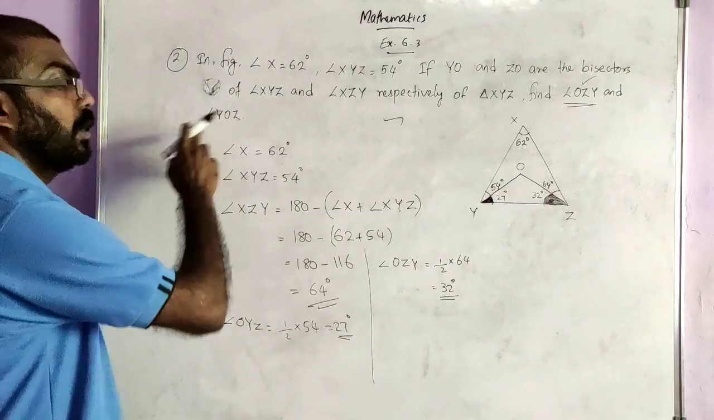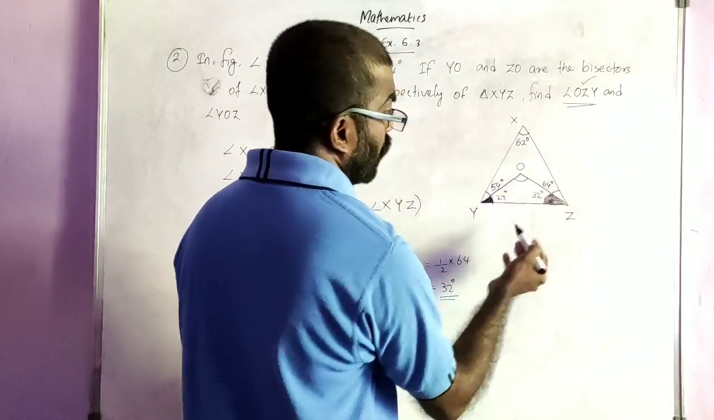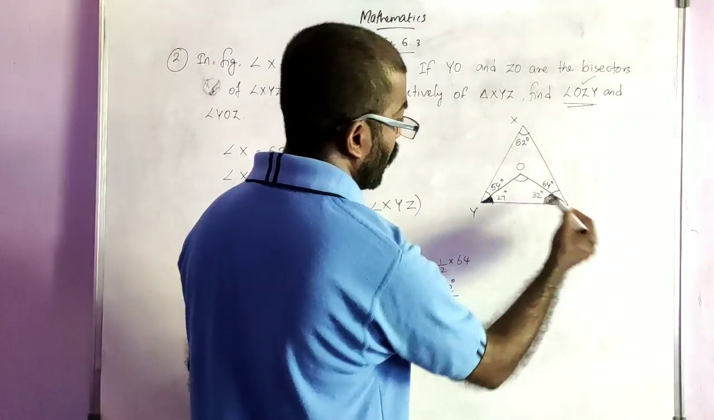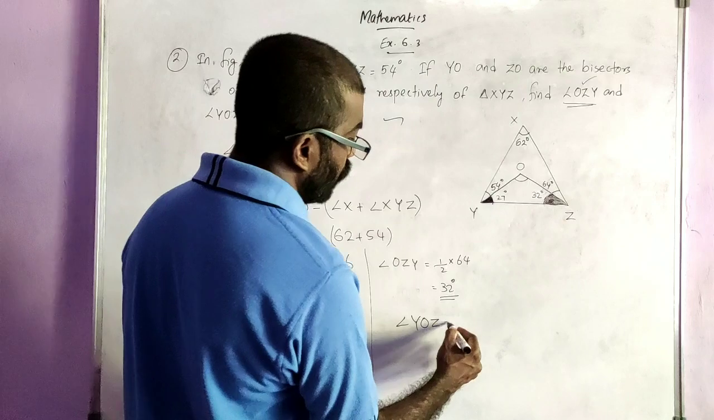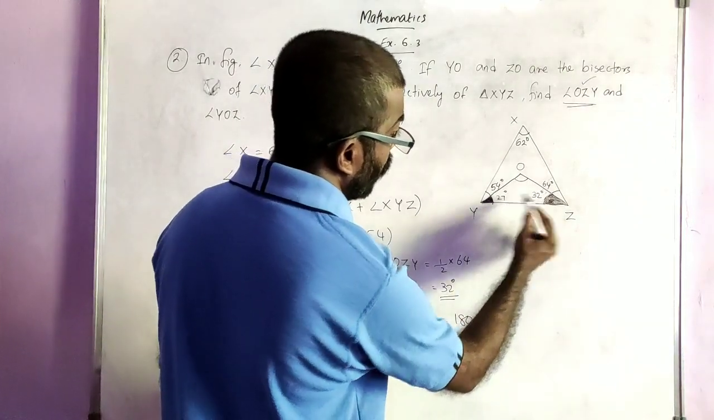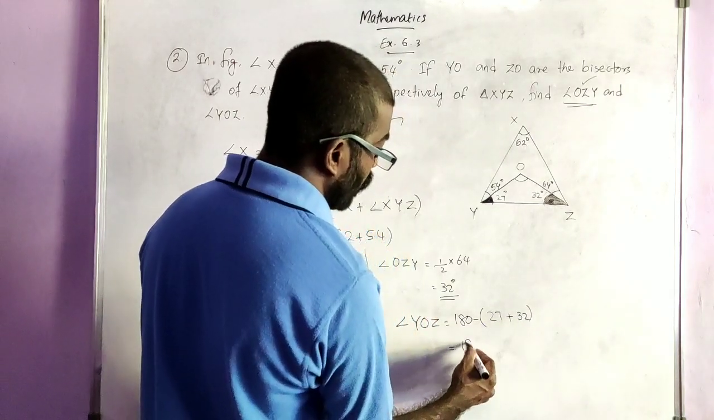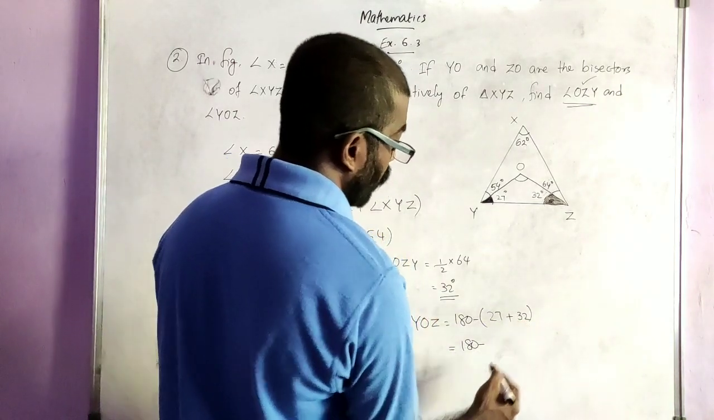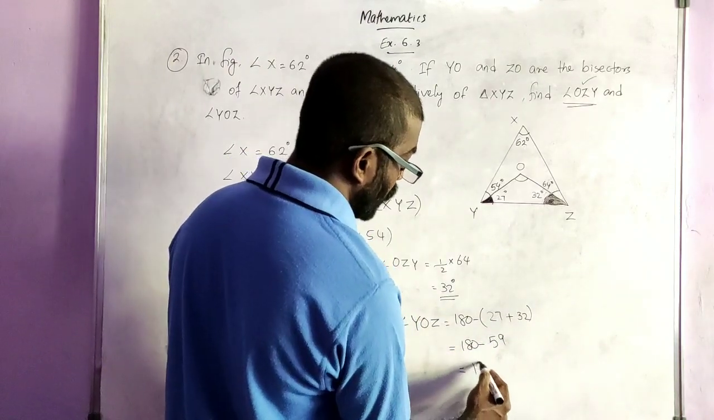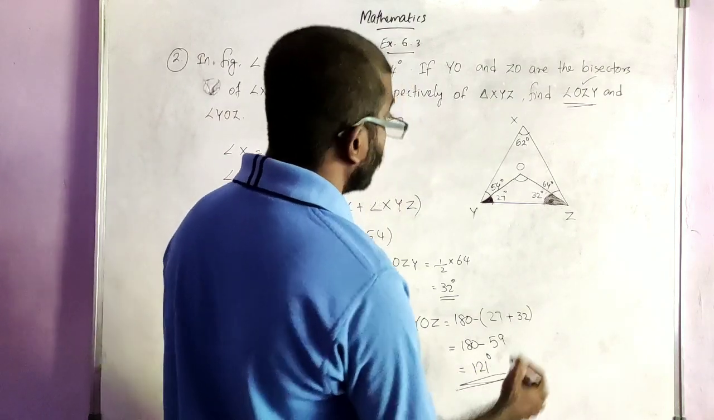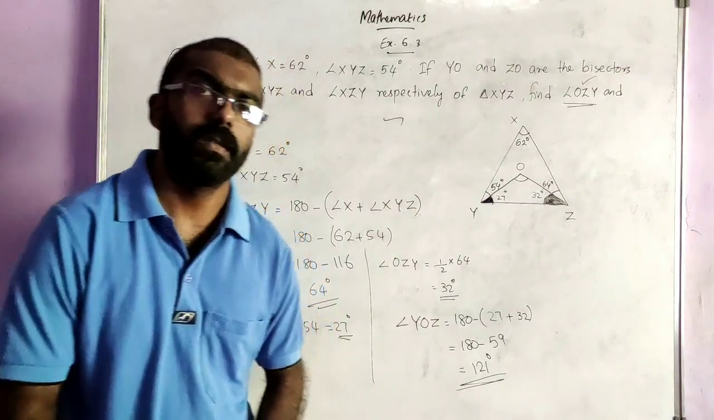The next one is angle YOZ. Here in the small triangle OYZ, we can apply angle sum property. So angle YOZ is equal to 180 minus sum of other two angles, that is 27 plus 32, that is 59, and which is equal to 121 degrees. So angle YOZ is equal to 121 degrees. Clear?